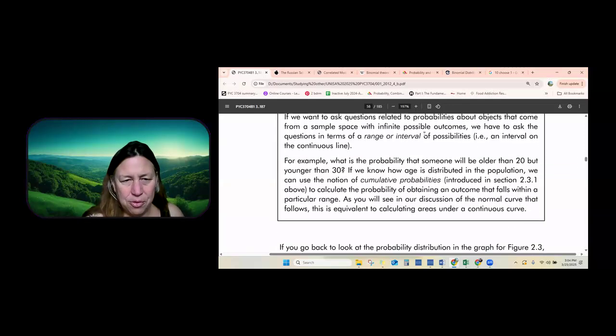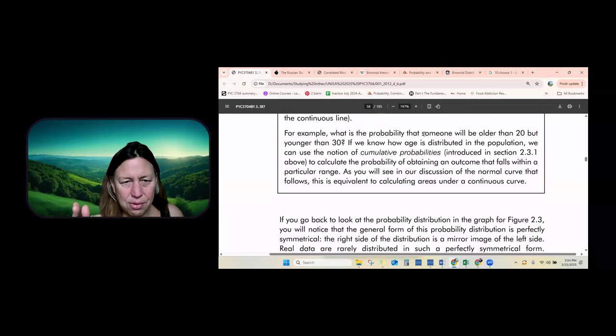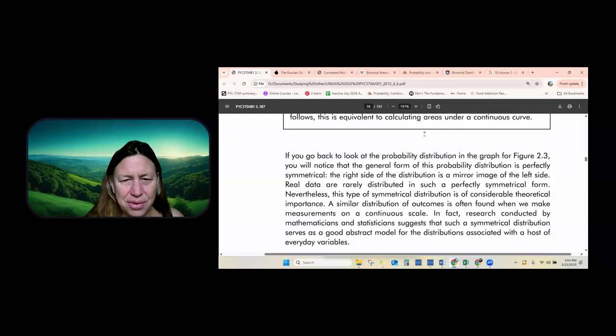And what we can do is divide it into intervals and then use cumulative probabilities to calculate the probability of obtaining an outcome that falls in a particular range. And this is then the equivalent of calculating areas under a continuous curve. This is the basis of differential equations. Not that we're doing anything that complicated.